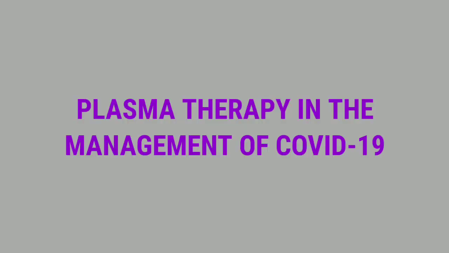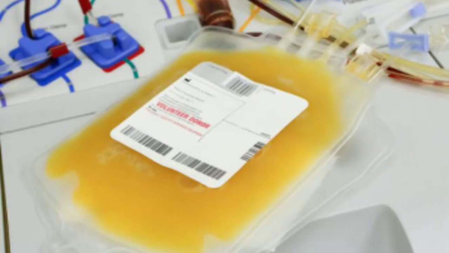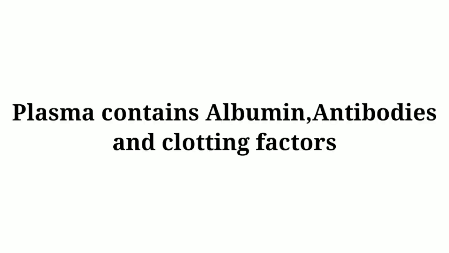In this video we will talk about plasma therapy in the management of COVID-19. Plasma is what remains when we remove the cells from the blood. This plasma contains albumin, immunoglobulins, which are the antibodies, and the clotting factors. Now the question arises: where do the antibodies come from?